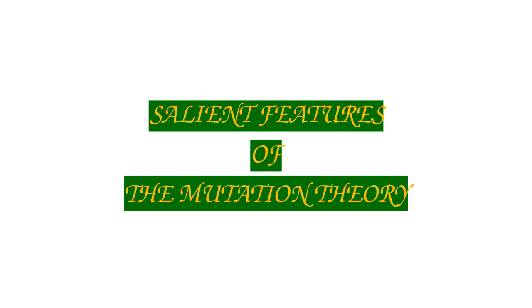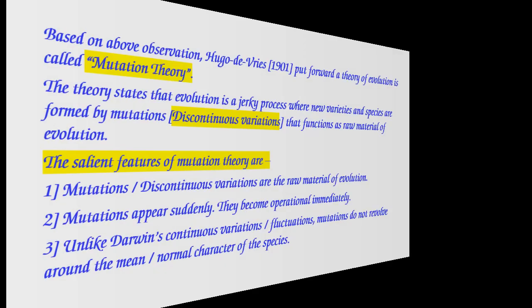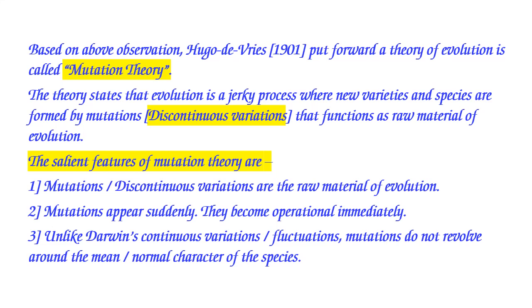Salient features of the mutation theory. Based on the above observation on Oenothera lamarckiana, Hugo de Vries put forward a theory of evolution called the mutation theory. The theory states that evolution is a jerky process where new varieties and species are formed by mutations. They are also considered discontinuous variations that function as the raw material of evolution. The salient features of this mutation theory are that mutations or discontinuous variations are the raw material of evolution.